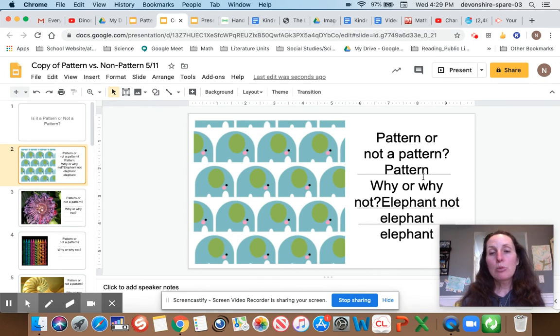I decided that I was going to write about this one. So I decided that yes, it does have a pattern. And then here I explained what the pattern was that I was seeing. Elephant, no elephant, elephant. So I explained it. You can explain it any way that you're thinking.